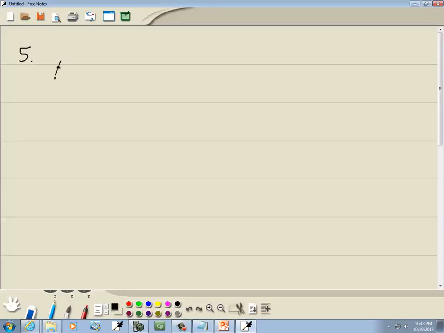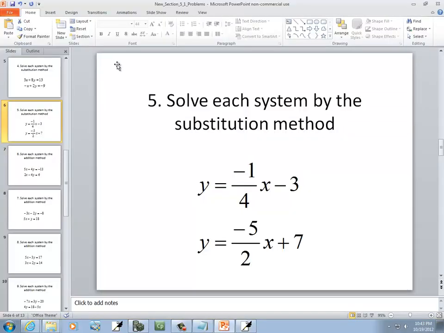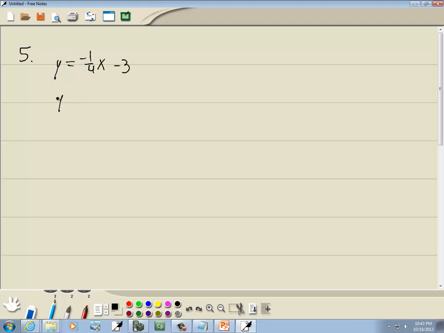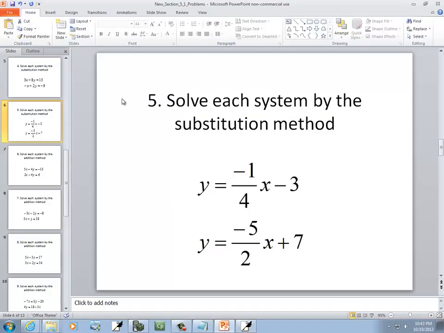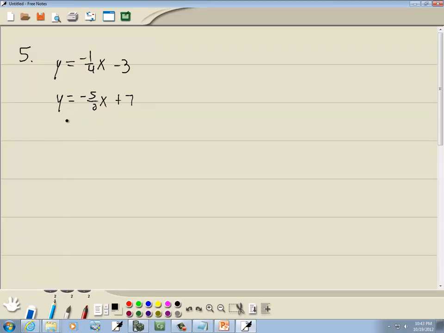So we've got y is equal to negative 1/4 x minus 3, and y is equal to negative 5/2 x plus 7. And we'll first do it via substitution. We're going to solve one of the equations for one of the variables. Doesn't matter which one. I'll pick the first one. Now this is already solved for y, so that's in a perfect form. We don't have to do anything on step 1.